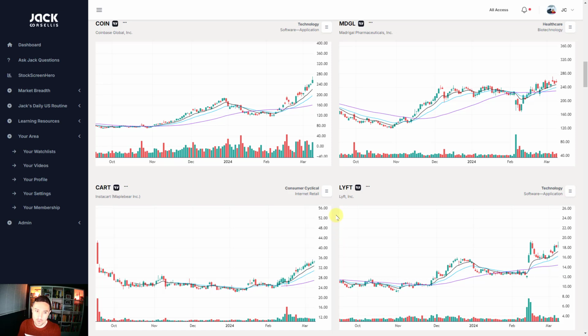Again, Stock Screen Hero is custom built and it's designed to be a very quick initial screener to find these type of setups, in stocks that have high 20-day ADR percentages, are very liquid and displaying a lot of relative strength. That is what it's designed for. It does it very well. It does it very quickly.